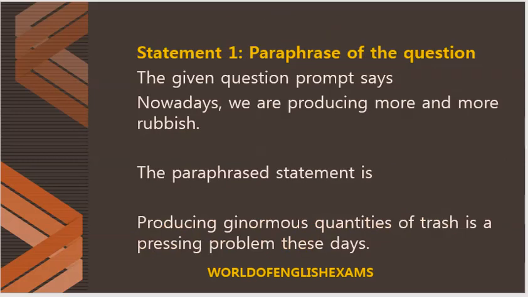Now, the first statement, as I told you, is the paraphrase of the question. So now I have given the question prompt again. Nowadays we are producing more and more rubbish. And the paraphrased version of it would be, producing ginormous quantities of trash is a pressing problem these days. So as you can see, I have used a better vocabulary here, but I haven't modified the meaning. The meaning still remains the same, that nowadays or these days producing ginormous quantities of trash. So instead of rubbish I have given it as trash. So more and more is given as ginormous, is a pressing problem.